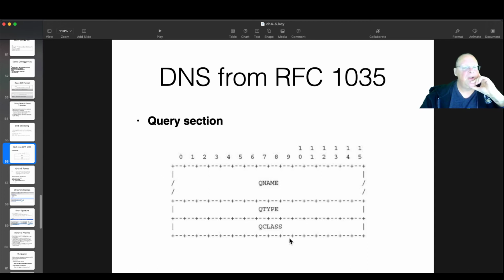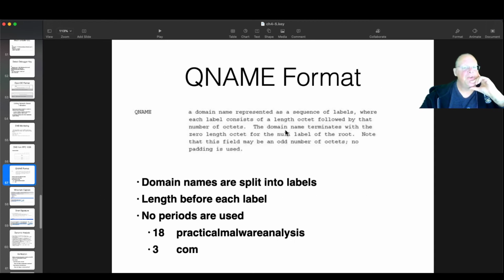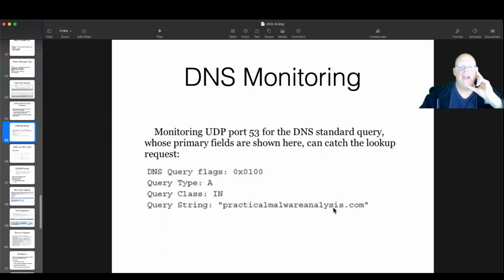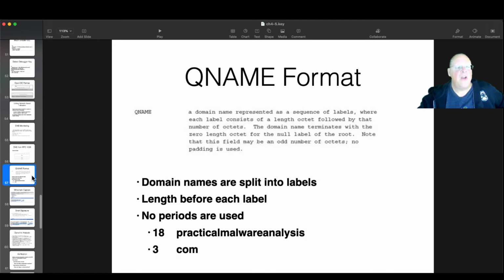You just have the query right there. And so you can see the domain name. Domain names in the raw network packets do not appear quite in the way you think. You might think that a domain like practicalmalwareanalysis.com would be a string like that, but it's not. What happens is each part of the domain is broken up and it's a length before the labels. So it's 18 followed by practicalmalwareanalysis, which is 18 letters long, followed by 3, followed by com. That's how it is actually recorded in the packets you send.